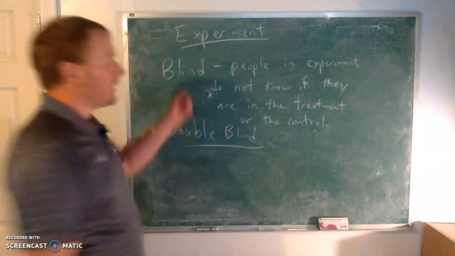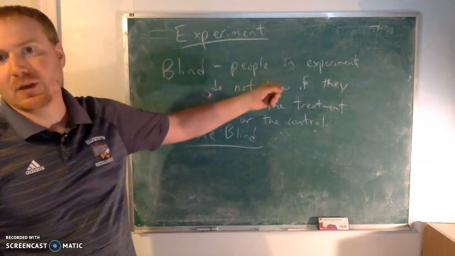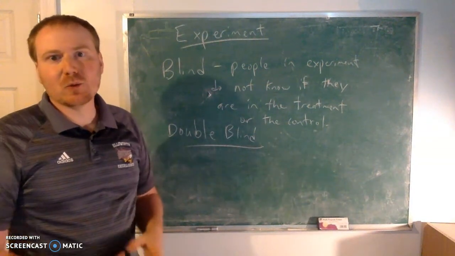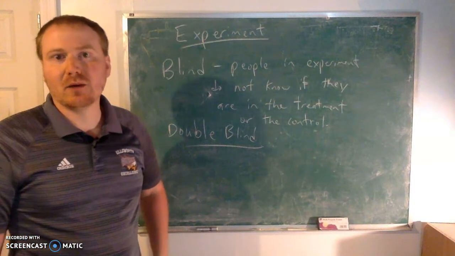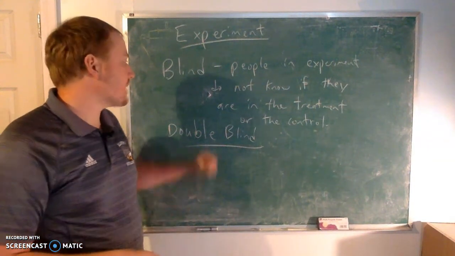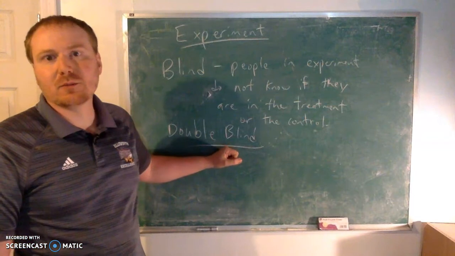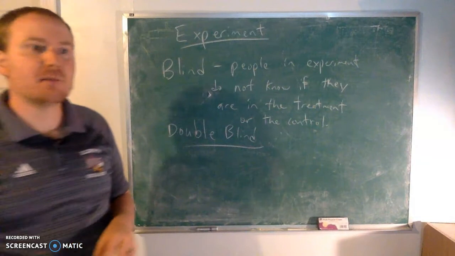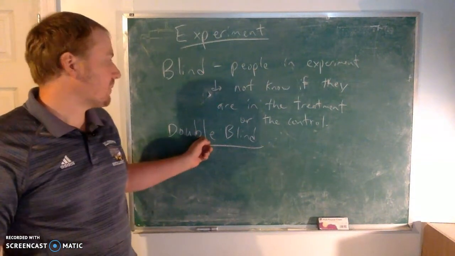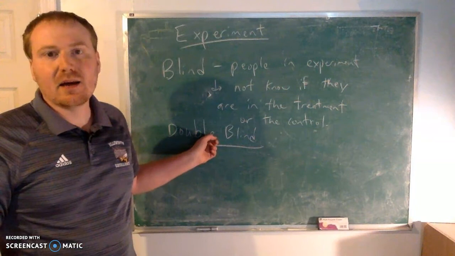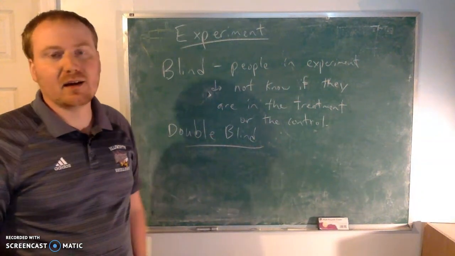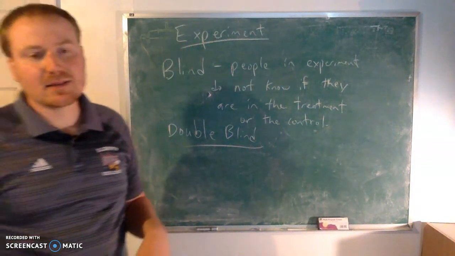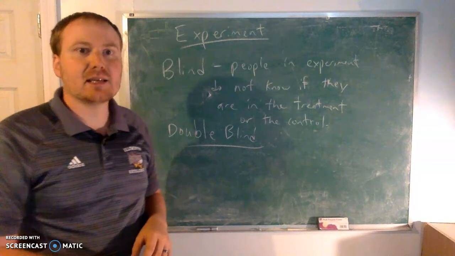So in a single blind experiment, the people in the experiment don't know. In a double blind experiment, both the people in the experiment and the people who are directly associated with those people don't know. So anybody who is going to have direct contact with the participants wouldn't know which group they're in either. And again, it kind of mitigates that placebo effect, right? Because now the people who are going to be in direct contact with the participants can't give away whether or not they're in the control or treatment group. And again, you want to try to keep that as anonymous as you can and as randomized as you can.